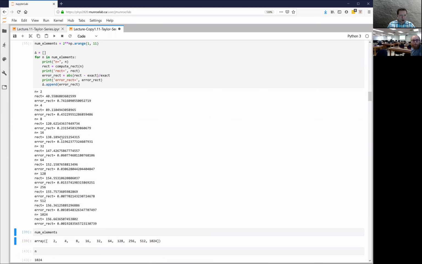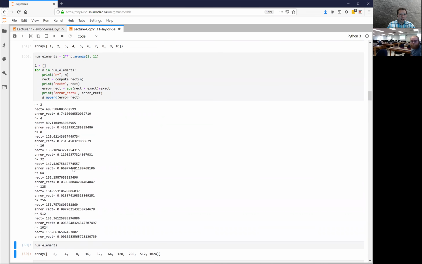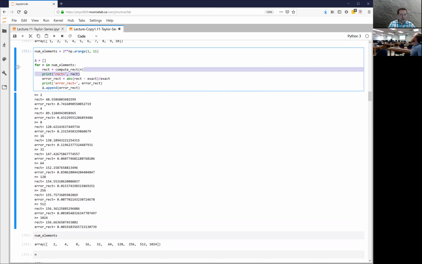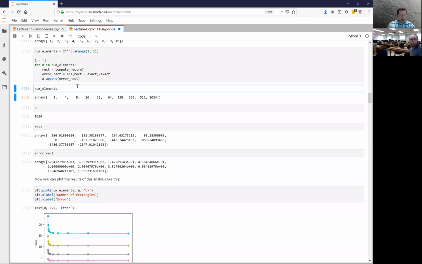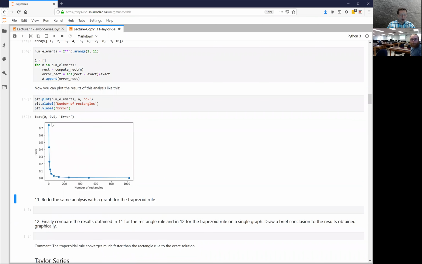Now my program is working correctly. 2, 4, 8, 16, and it's calculating the error all the way through, getting smaller and smaller. Now that I have my program working, it's safe to either comment out or get rid of those things and delete these cells. And now we can plot. There we go. The error as a function of the number of rectangles. Right? So this is a nice way of doing it all the way through, and that's an example of how to debug.